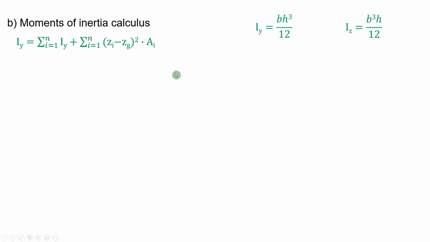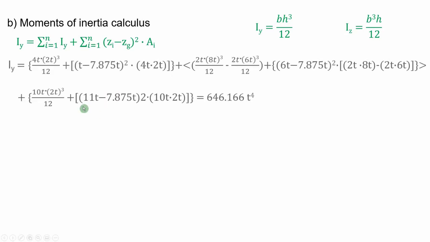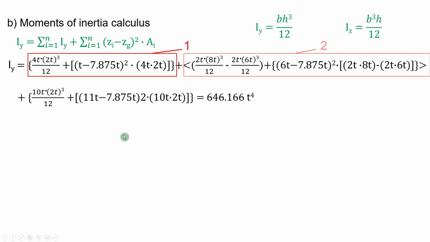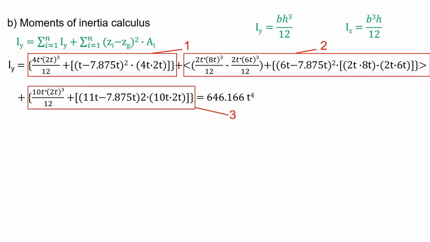Now to calculate the moment of inertia, we'll just have to replace all the parameters we know in this formula. Here the numbers 1, 2, 3 correspond to the numbering of the rectangles, and y also corresponds to the numbering of the rectangles.